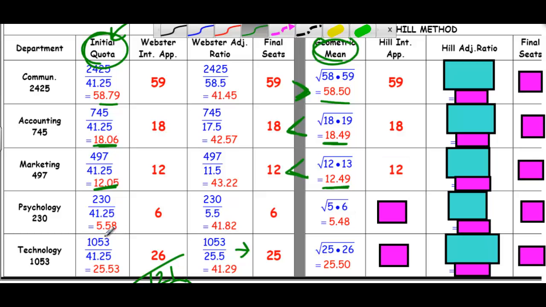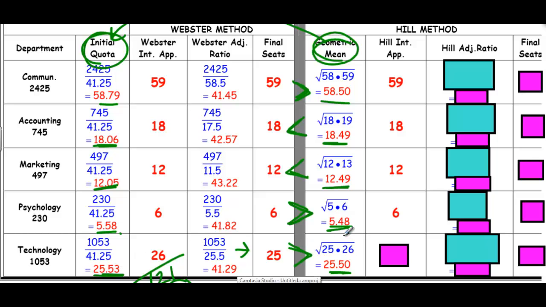Okay, next we have 5.58 and 5.48. 5.58 is greater, so if we compare those, this value rounds up to 6. And the last one here, 25.53 and 25.50. Well, 25.53 is greater, so this will round up to 26. If we add these values together, this is 121 again, which means we have to subtract 1.